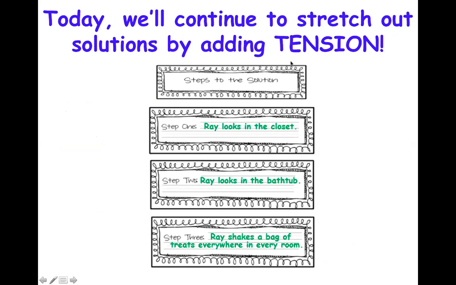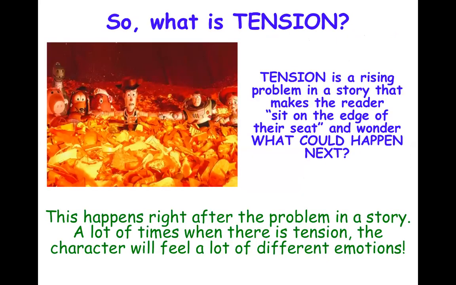So today we'll continue to stretch out solutions by adding tension. So like I said, we'll still have 3 steps in our solution, but we're going to add more sentences to each step and more details to each step so that it creates tension and it leaves our readers wondering what's going to happen next, on the edge of their seats. So what is tension? Tension is a rising problem in a story that makes the reader sit on the edge of their seat and wonder what could happen next.